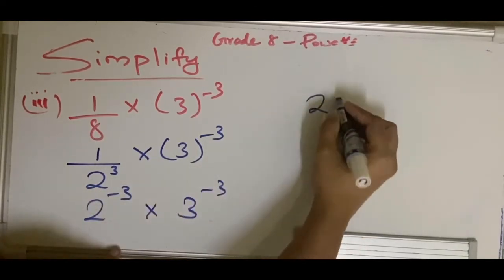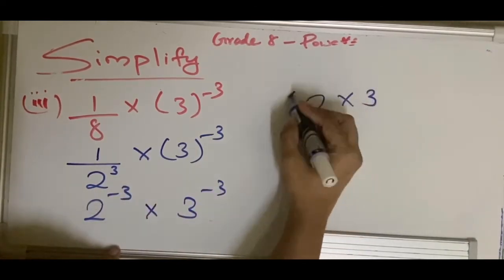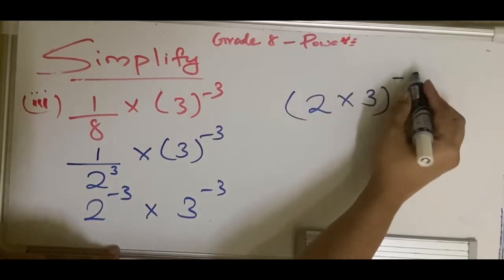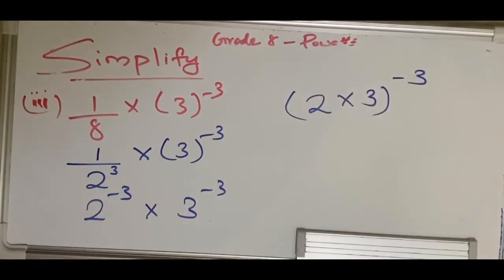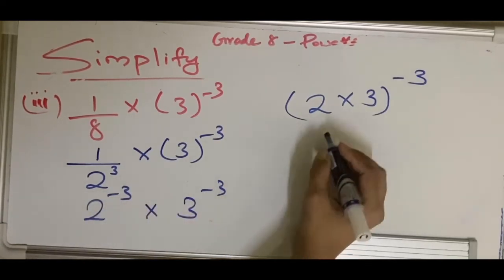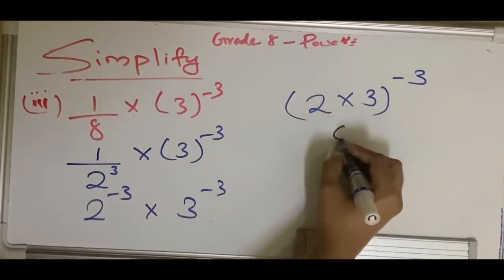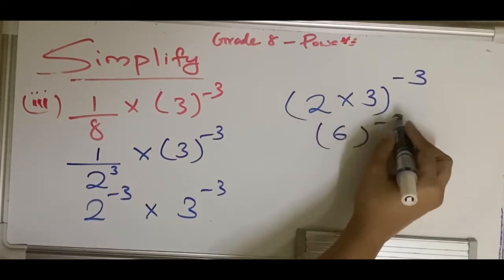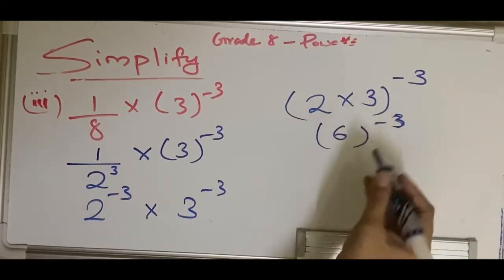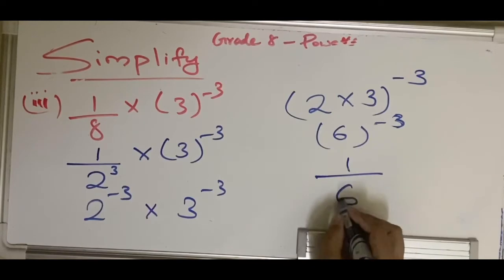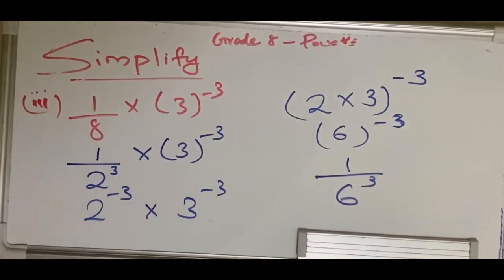Hence what we can do is that we can simply take the numbers, perform the operation, right? And write the power up. So it will be simply 2 times 3 whole raised to minus 3. Hence 2 times 3 would be 6, right? 6 raised to minus 3. So in order to remove the negative exponent, I can write it as 1 by 6 raised to 3.